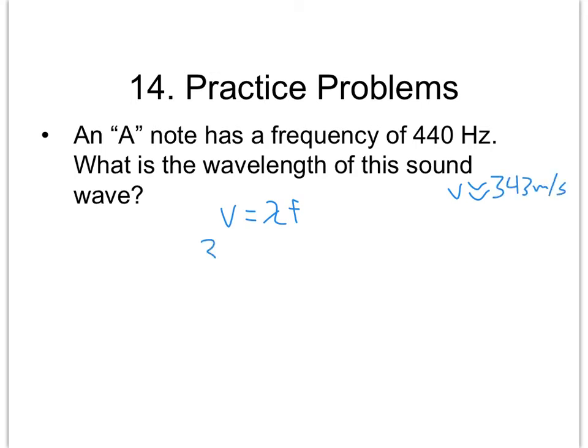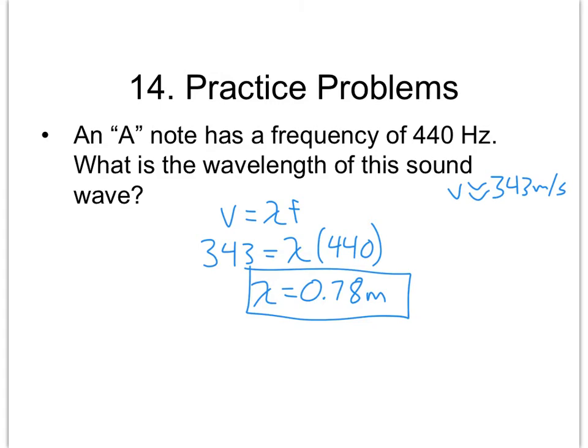You will see that on your equation sheet, and unless otherwise noted, that's what we'll go with for the speed of sound. It's a pretty good approximation at about room temperature. So that equals the wavelength times our frequency, which is 440 hertz. And so we solve for wavelength, and we find that the wavelength in this situation would be 0.78 meters, so just short of 1 meter.